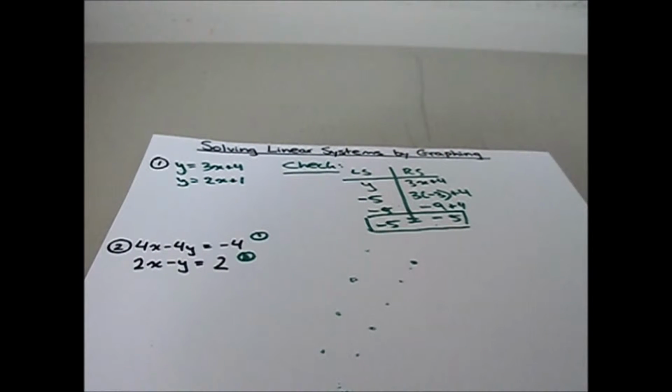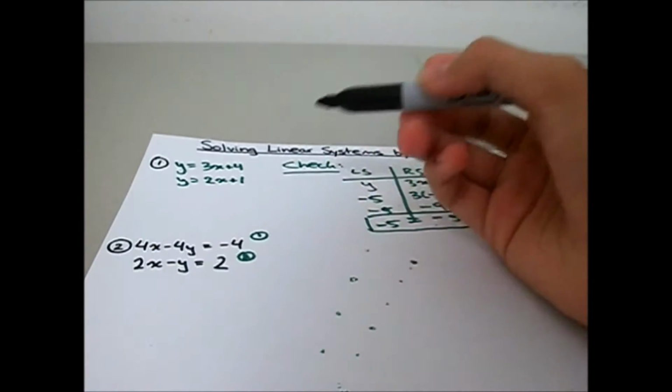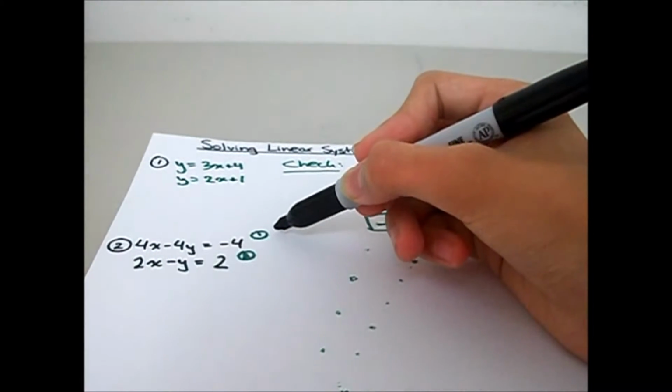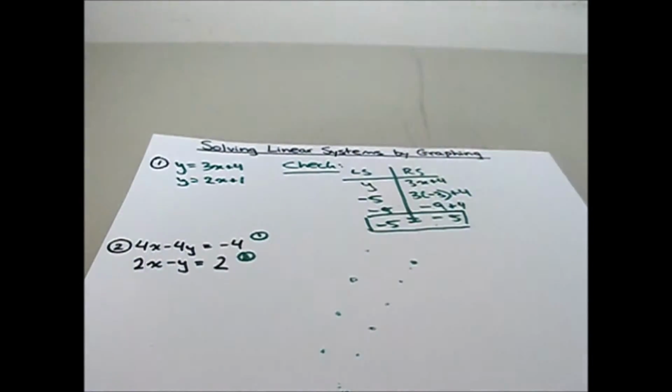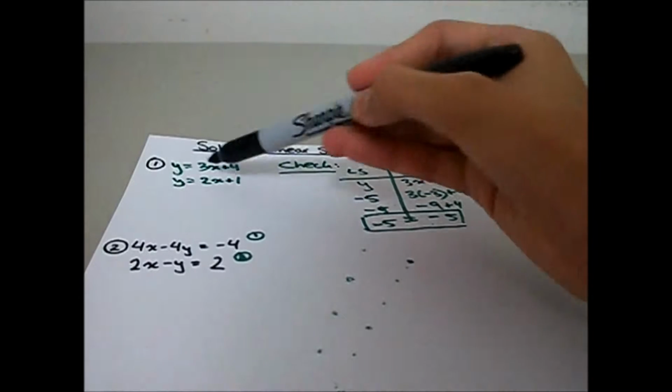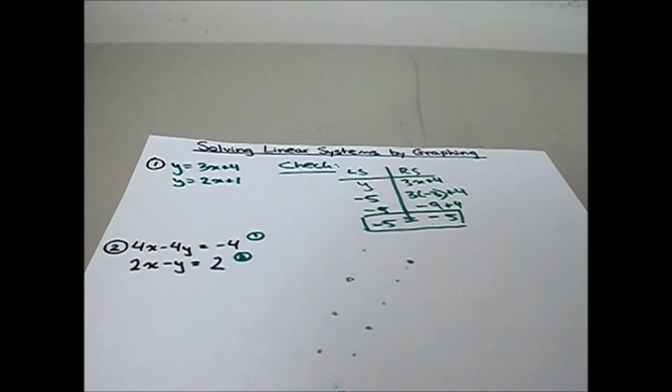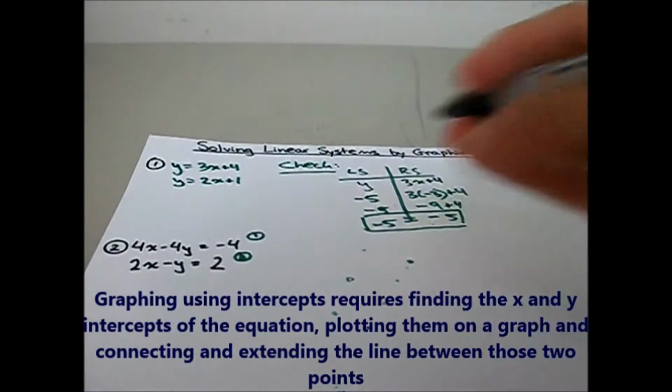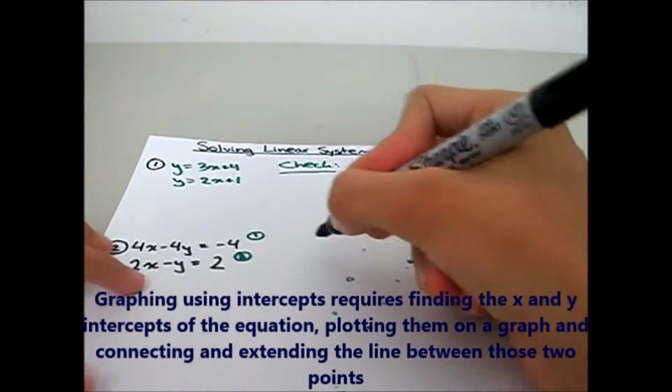I have 4x minus 4y equals -4 and 2x minus y equals 2. So the equations are labeled respectively 1 and 2. Now in order to graph these equations, I can change them into slope-intercept form, or I can graph them using their x and y intercepts. So let me just start off with number 1.